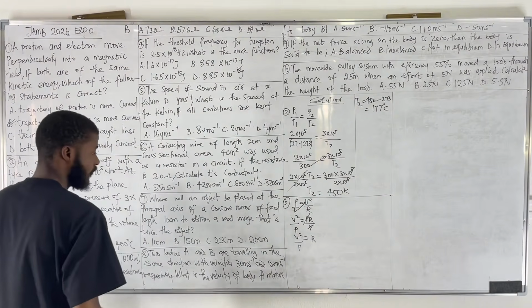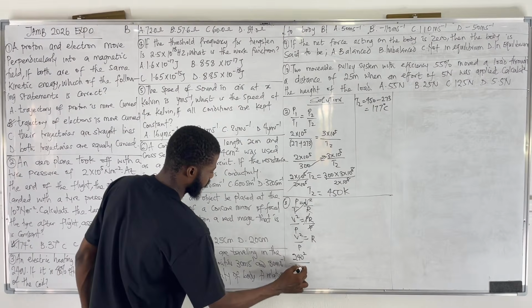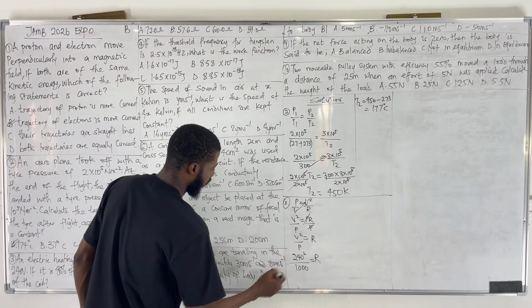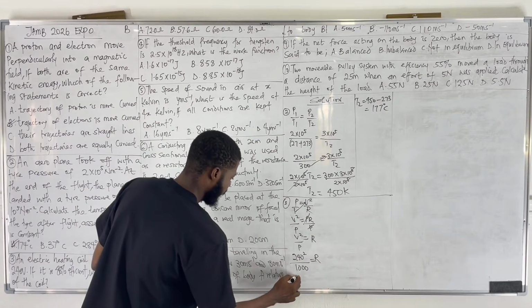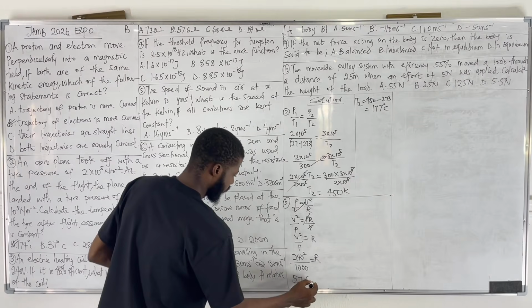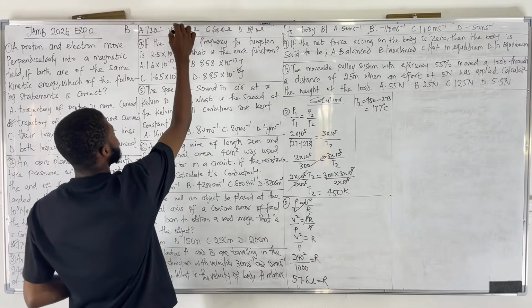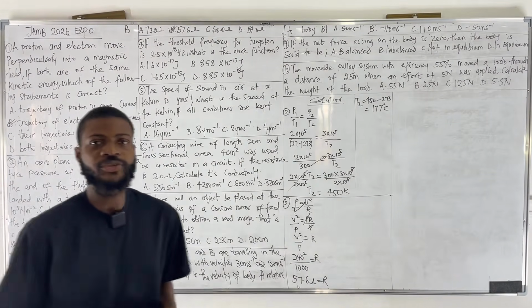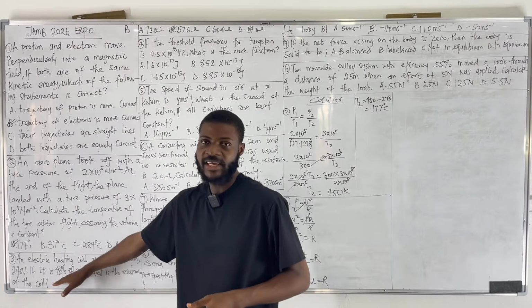Now our voltage is 240, so this will be 240 squared over 1,000. So that's equal to our resistance. And that should give us around 57.6 ohms equal to resistance. So that's B.